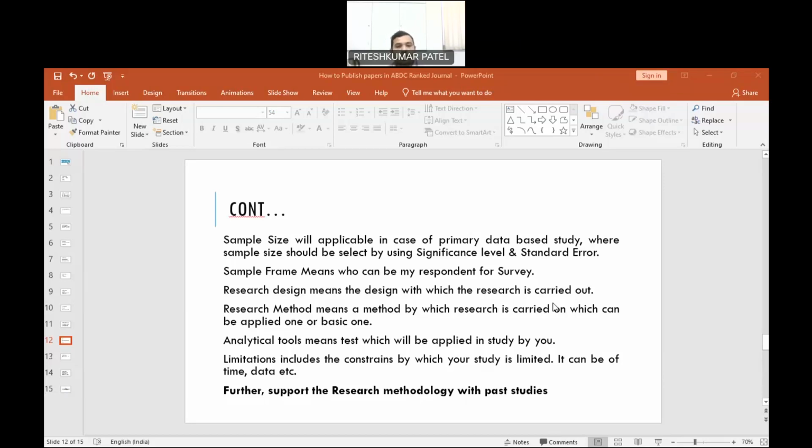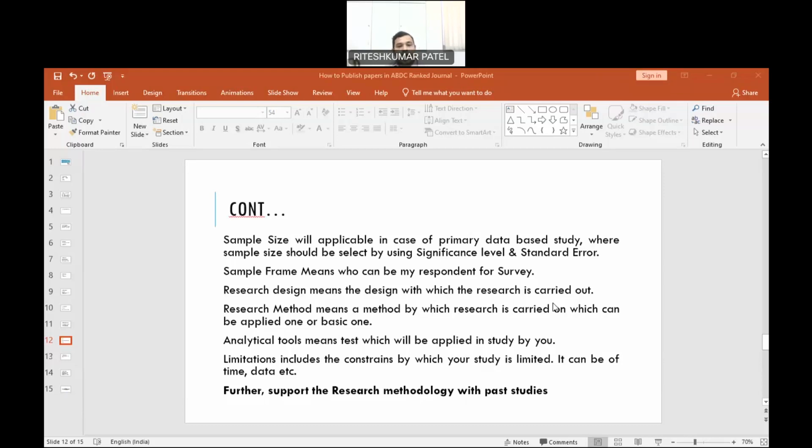Sample frame means who can be my respondent for the survey. So you need to decide whether the person will be qualified to be a respondent of the study or not. Then you need to go for research design, which means the design with which the research is carried out. Which kind of research design have you used, exploratory or descriptive? Then research method, that is, whether it is an applied one or a basic one, which kind of methods you have followed and how you are moving in your study.